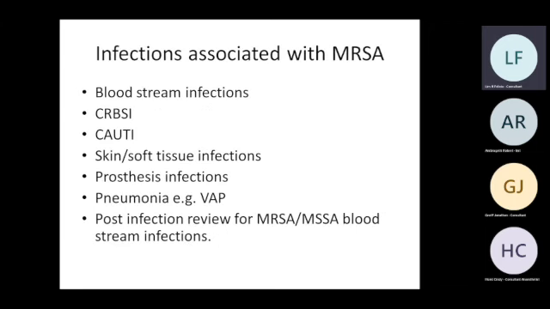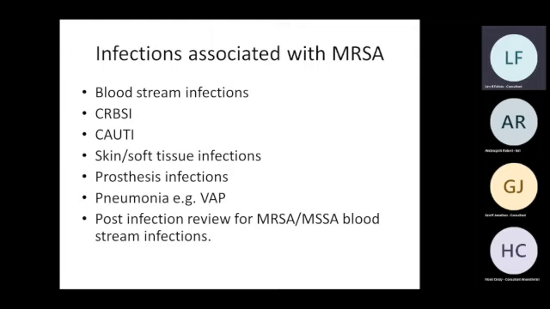Infections that are associated with MRSA. So these will be the same infections that Staph aureus cause, which are bloodstream infections, catheter-related bloodstream infections, catheter-related urinary tract infections, skin and soft tissue infections, obviously, because that's where Staph aureus tend to cause the most problems. Prosthesis infections, so artificial joints, heart valves, cardiac devices. It can cause pneumonia.